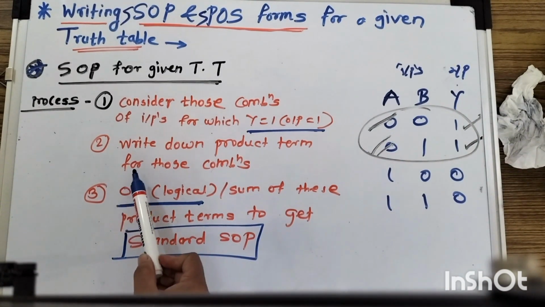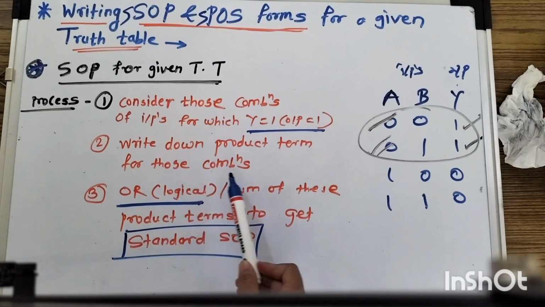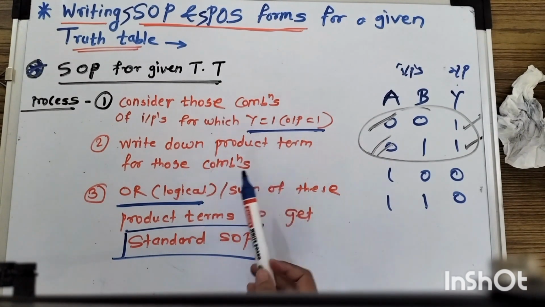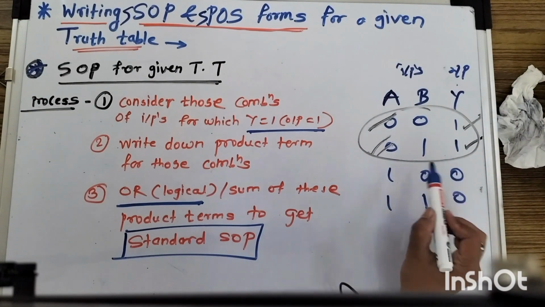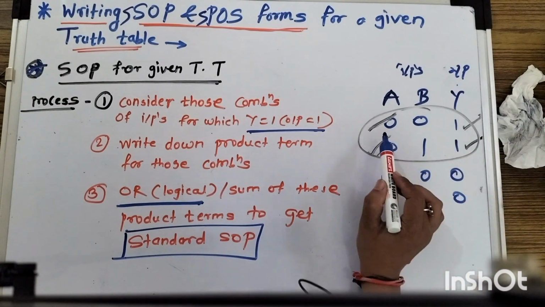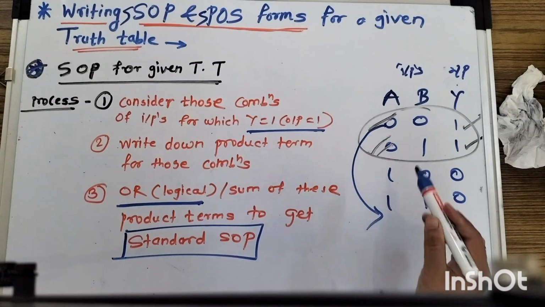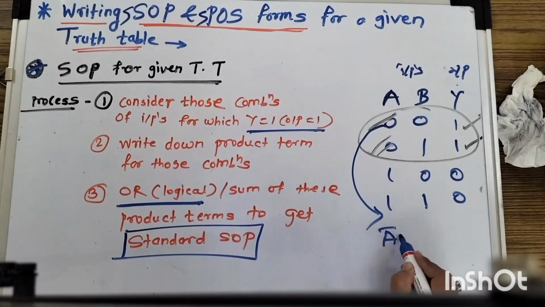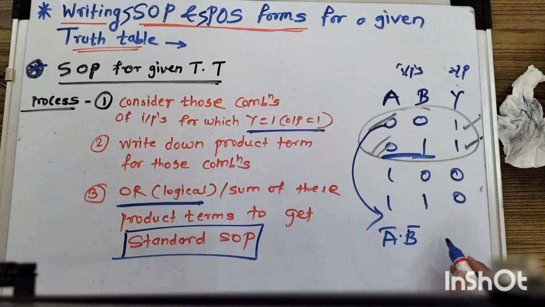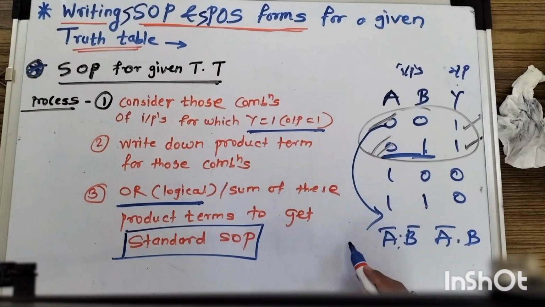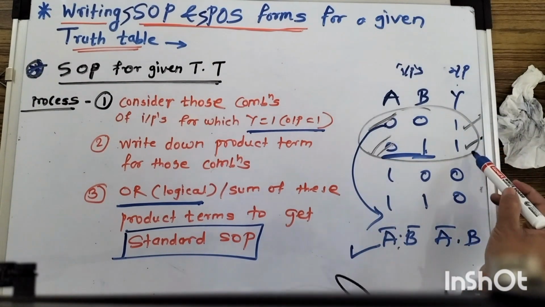What is the second step? Write down the product term for those combinations for which our output is 1. We have to write the product term for each combination. So how can we write the product term? For this combination 0 0, our product term is A bar dot B bar. 0 means A bar, 0 means B bar, that is A bar dot B bar. So in the second step we have written the product terms for the input combinations for which the output is 1.